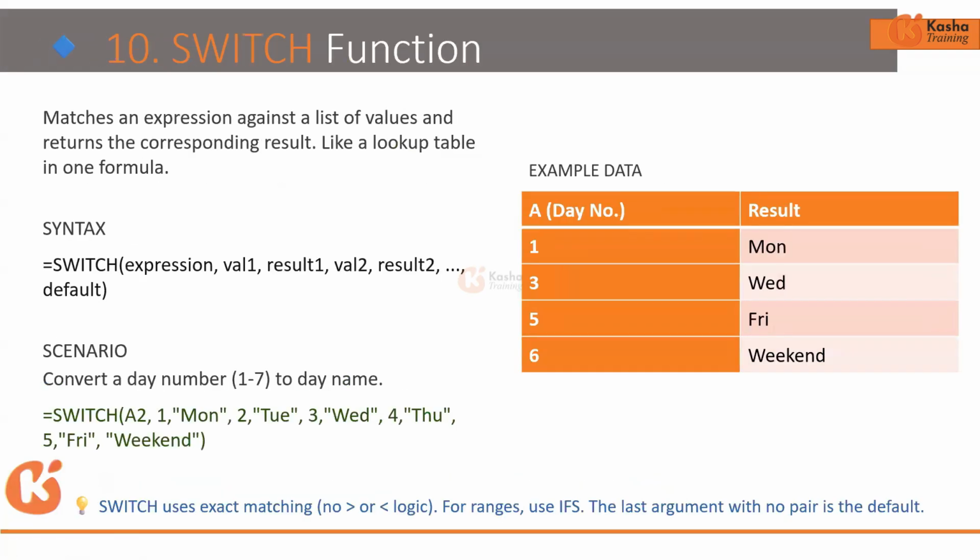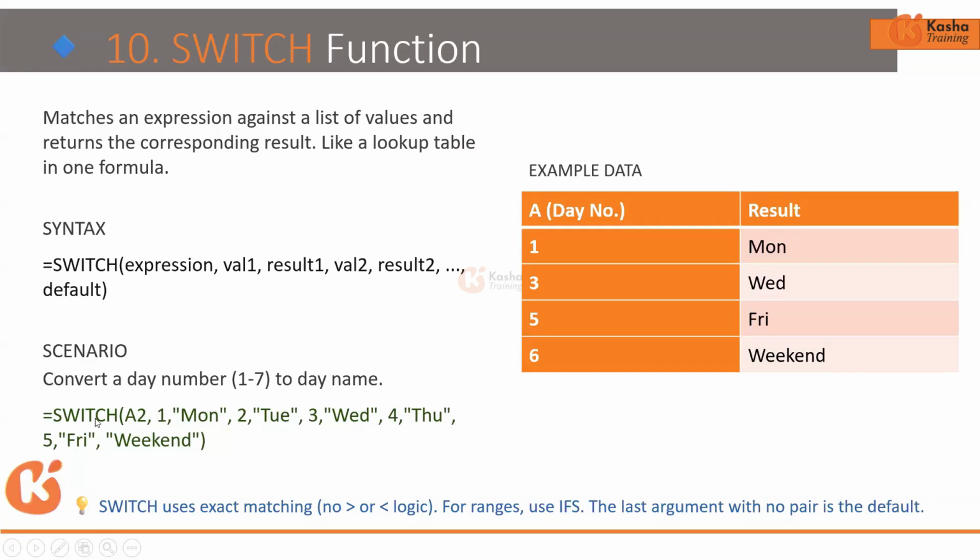Then there is the SWITCH function. So let's see where we can use a SWITCH function. It matches an expression against a list of values and returns the corresponding result. So if the expression matches a value in the list, then it will give you a result, like a lookup table in one formula. So let's see. Here there is a scenario: convert a day number 1 to 7 to a day name.